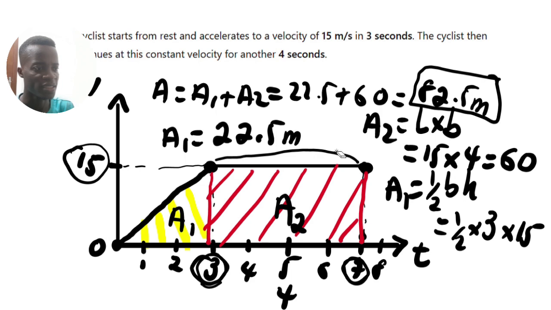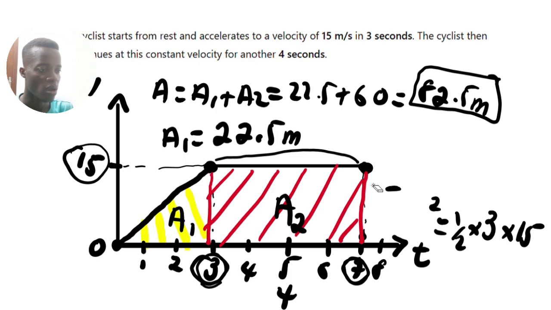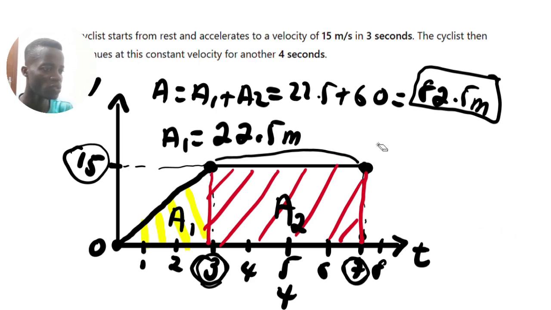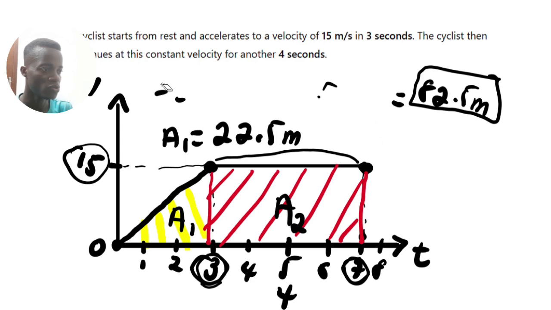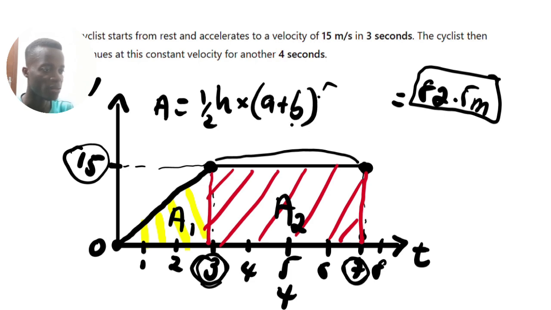Another way of calculating this is also looking at the whole thing as a trapezium, or trapezoid. So I'm going to try that as well. If you consider the whole thing as a trapezium, we are going to identify two things. So you say for a trapezium, area is equal to half times the height times the sum of the parallel sides, right?